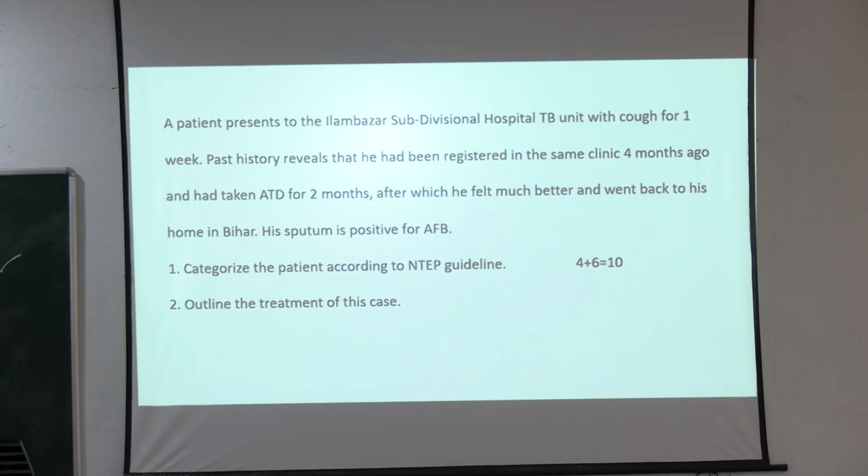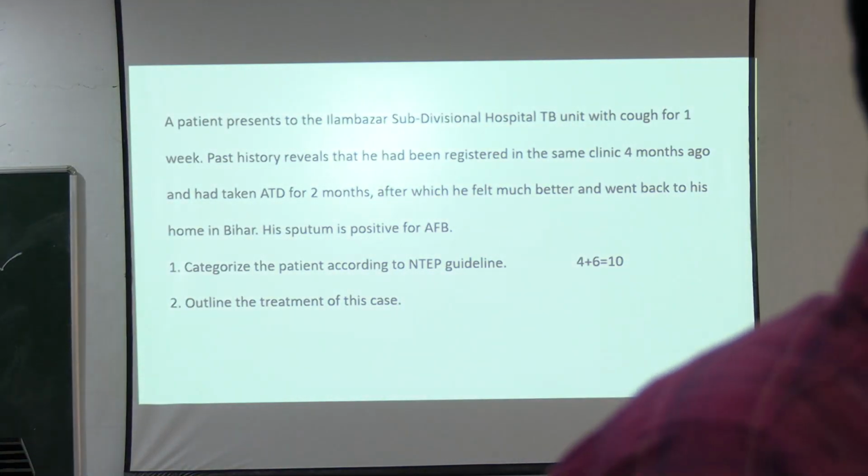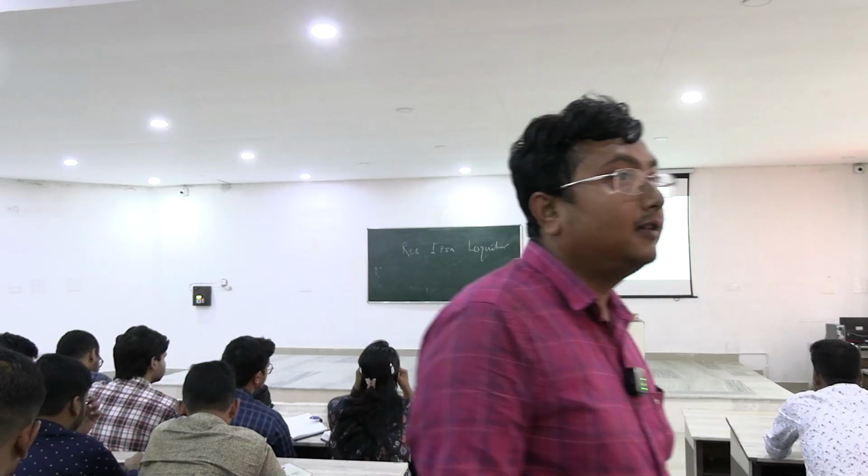Why not? First read the question and see if you understand. Now, he has taken ATD for 2 months, that means completed the intensive phase. But then he paused and did not take the continuation. So what is the category? Tell me. Treatment loss to follow up, very good.